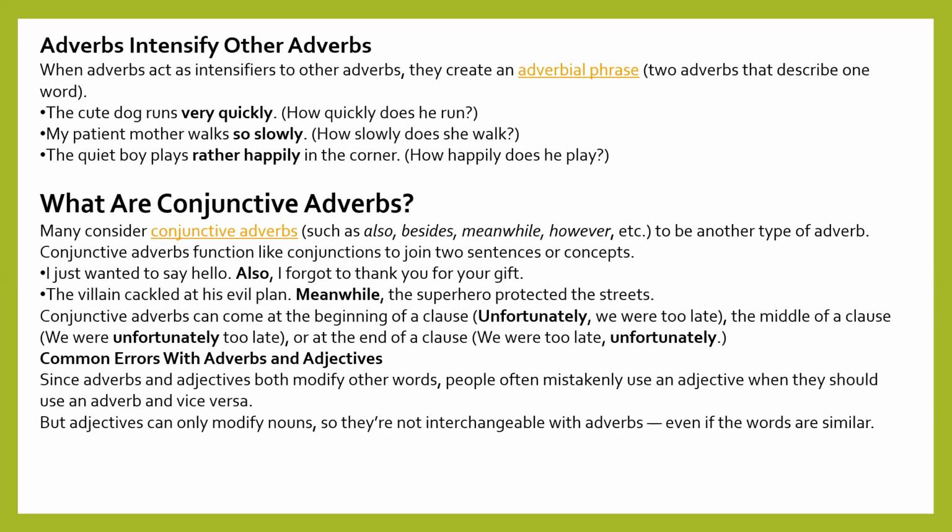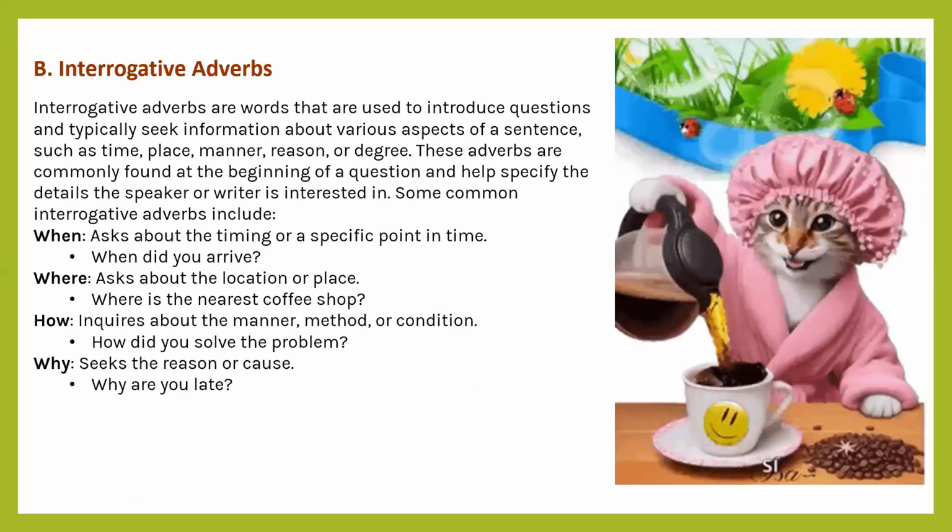Conjunctive adverbs can come at the beginning of a clause: Unfortunately, we were too late. The middle of a clause: we were unfortunately too late. Or at the end of a clause: we were too late, unfortunately. So we can use the conjunctive adverb at the beginning, in the middle, or at the end of a clause. There are a few common errors with adverbs and adjectives. These common errors we will discuss in the next video.